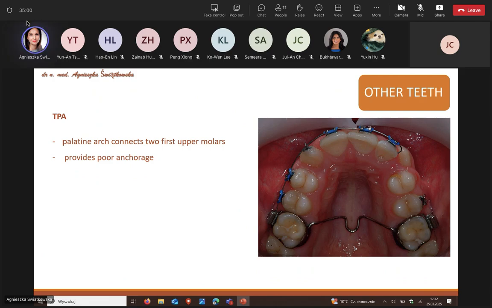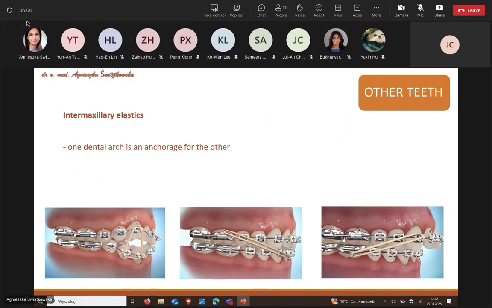So if we don't want movement of the buccal region, we should use microscrews. Intermaxillary elastics. So this is anchored in both arches, in opposite arches. So we can use triangular anchorage or this kind of anchorage. These are elastics for treatment of class 3. So we call this elastic class 3. Why? Because it pulls the teeth in the lower arch backward or in the upper arch forward.